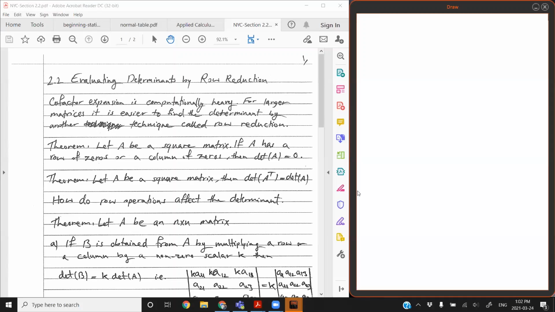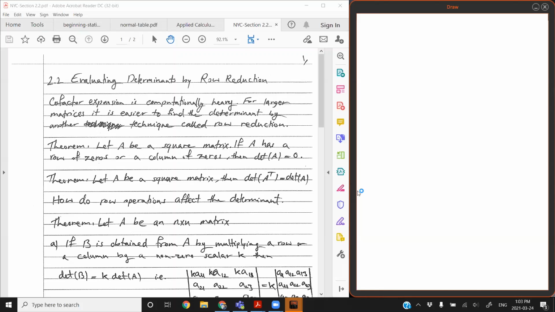Okay, evaluating determinants by row reduction. So far, we have learned one method for calculating the determinant of any square matrix, and that was cofactor expansion. We learned that you can expand the cofactor along any row or any column, and it will give you a real number. It will associate a real number to that square matrix, which is called a determinant. And by experience, we learned that it's not a very computationally easy process to do.